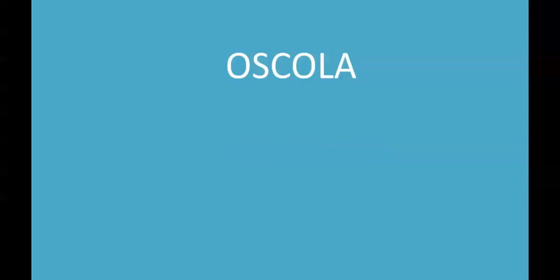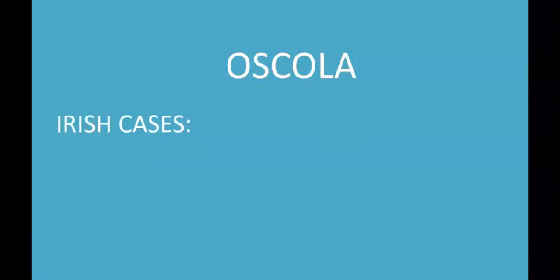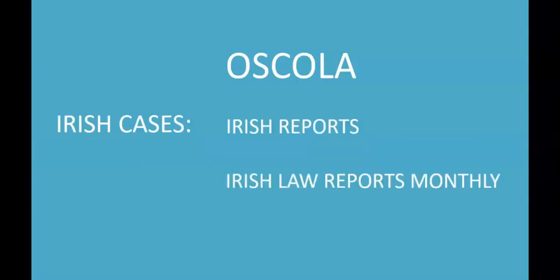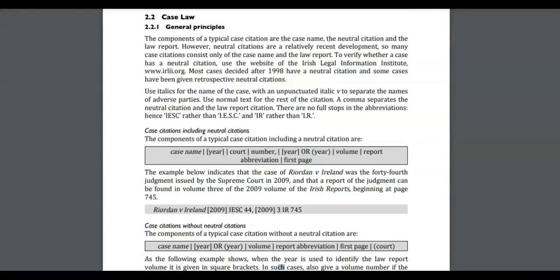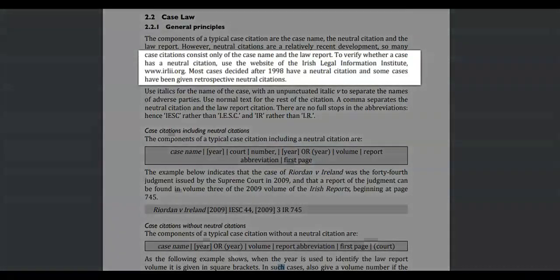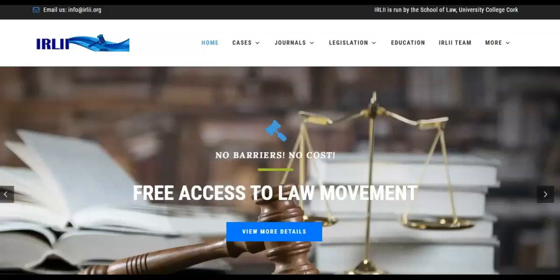I'm going to show you how to correctly cite and reference a case and then a journal article in OSCOLA using Cite Them Right as your style guide. Irish cases may be reported in the Irish Reports or the Irish Law Reports Monthly, or both. According to the second edition of the OSCOLA Ireland Citation Guide, most Irish cases decided after 1998 have a neutral citation, and some prior to that have been retrospectively given a neutral citation.